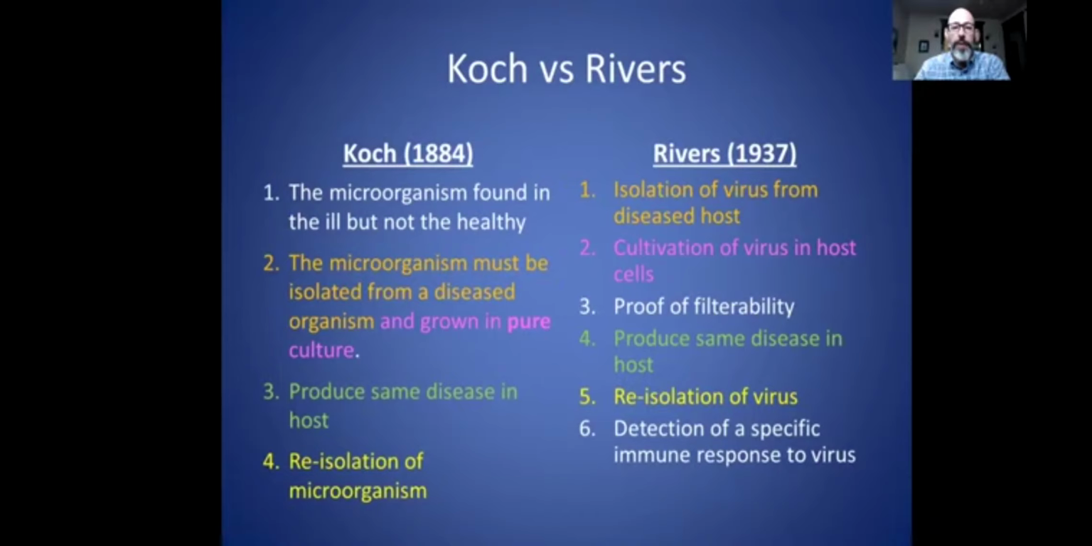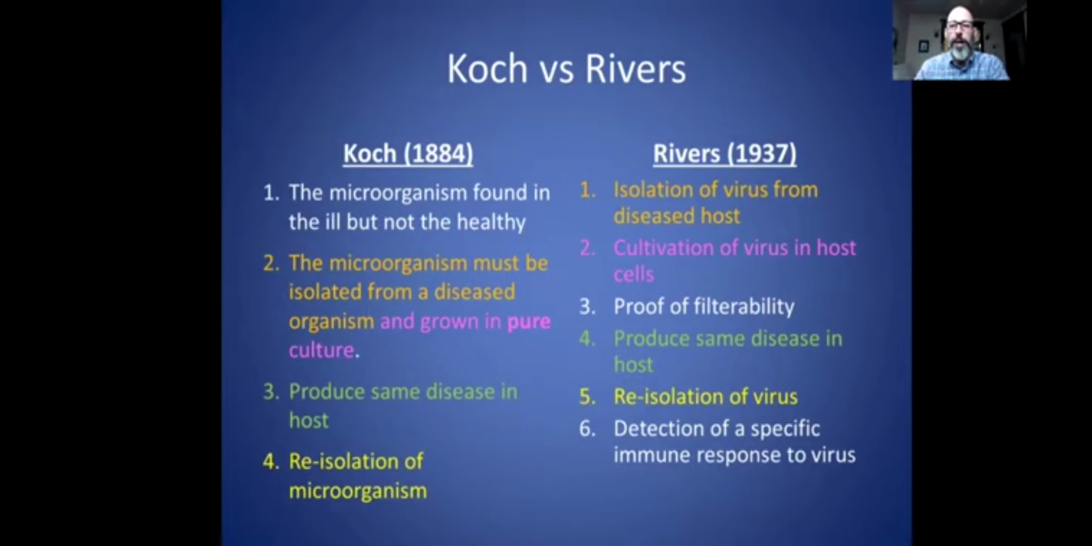However, I'm going to give it a pass because they're using the Rivers criteria, so I will apply the Rivers criteria. And you can see that it definitely requires isolation of the virus from a diseased host, just like Koch's criteria. And also, there's a slight difference in how it's cultivated because viruses are not living organisms. They can't reproduce on their own. So you cannot grow them in a pure culture. So for example, if you isolated, let's say, Staphylococcus from a sick person, you could grow that Staphylococcus in a pure culture that will only be Staphylococcus cells.